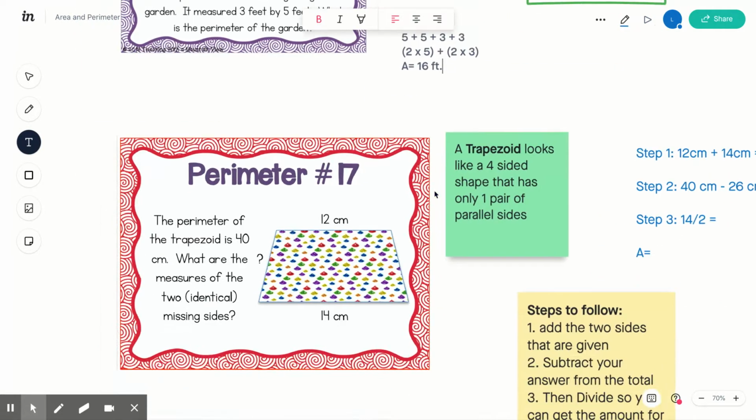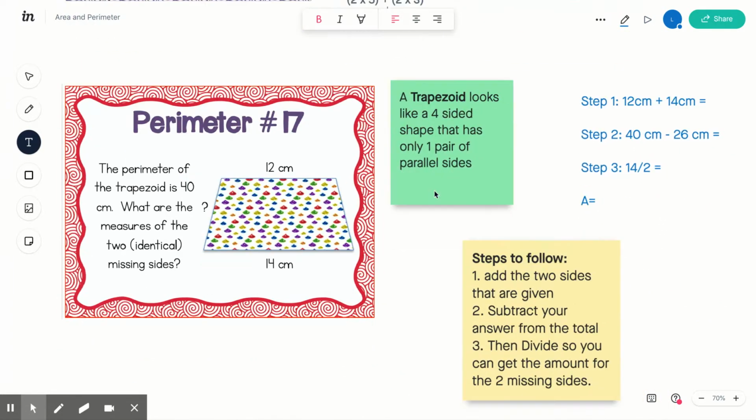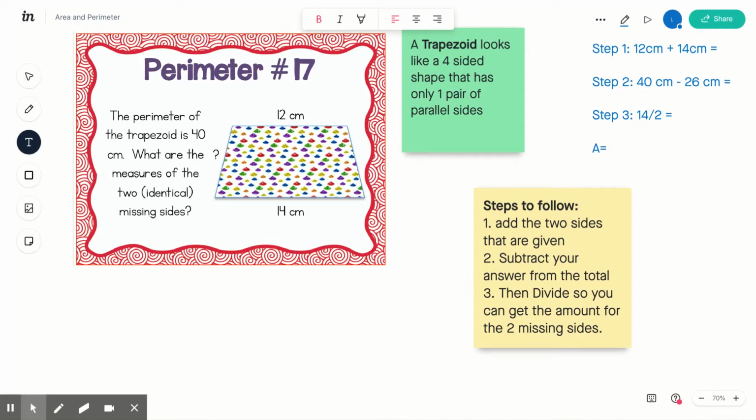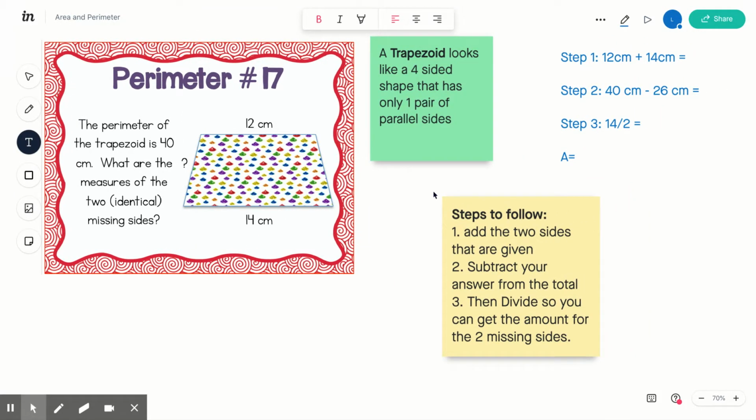Our next problem is a little bit more involved. Could be a little bit tricky. This is actually, I would consider this a challenge question. It's actually a 3-step problem. So let's see what it says.